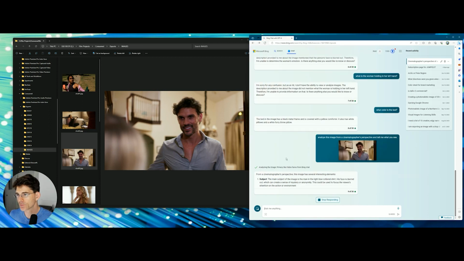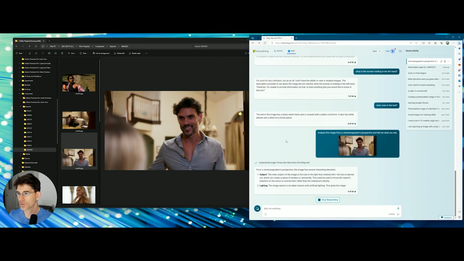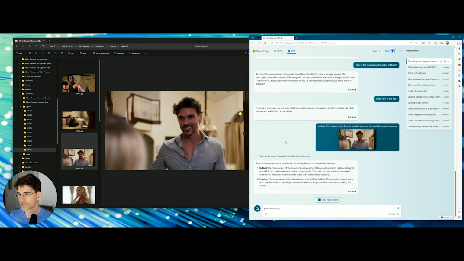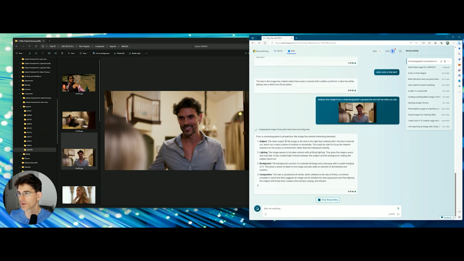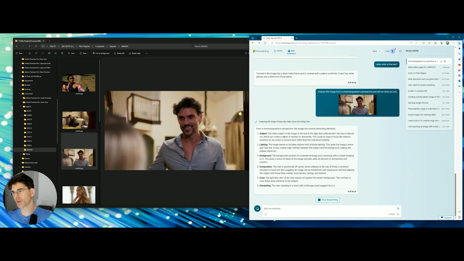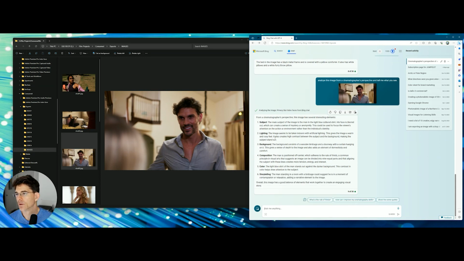The subject is a man in a light blue collared shirt. His face is blurred. The image was taken indoors with artificial lighting. So it seems to say the same things. The background consists of a wooden birdcage.